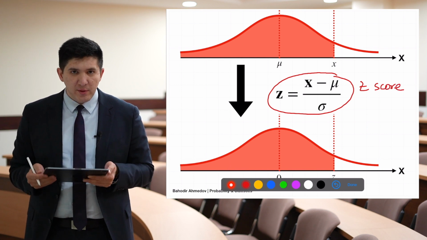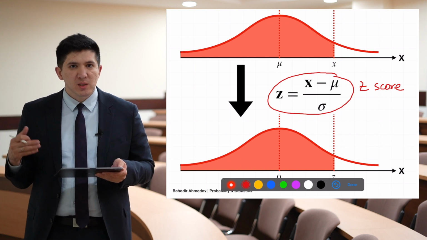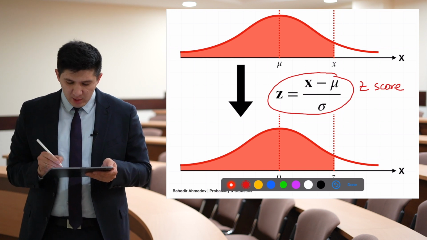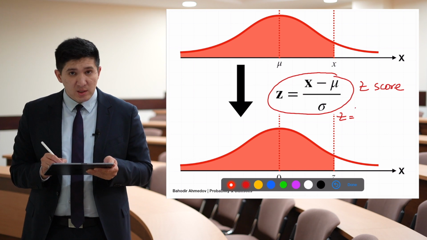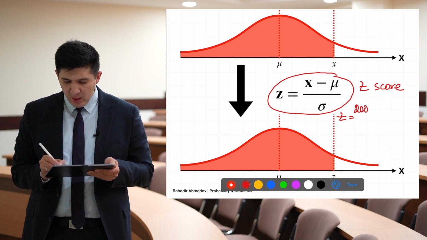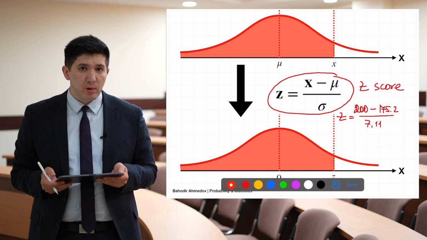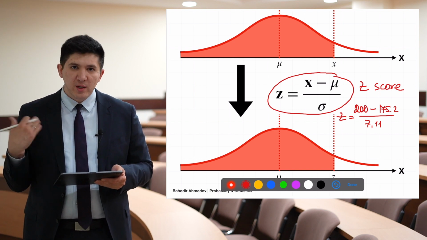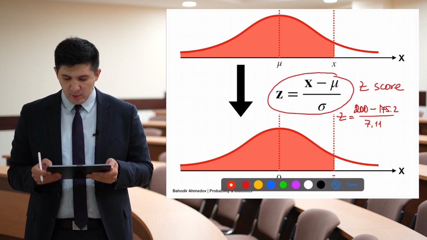Okay, so for example, if you have to find the area up to 200 centimeters, when the mean is 175.2 and the standard deviation 7.11, so you're going to make this like this. Its corresponding z-score is going to be: x is 200, minus mean 175.2, divided by 7.11. So this is how we calculate the z-score. When we calculate the z-score, we can find the probabilities for the standard normal distribution from the table. Okay.